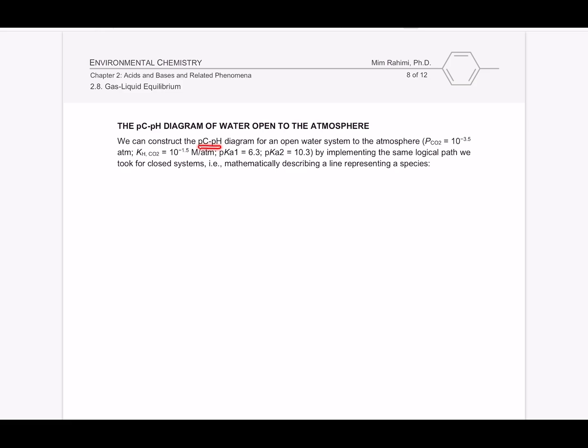So here we want to go with the pC-pH diagram, lecture 9, a very common practice, but now for an open system. We know PCO2 is 10 to the minus 3.5 atmosphere. KH is 10 to the minus 1.5. And we know pKa1 and pKa2 for carbonic acid. Now we want to mathematically describe how the profile changes as a function of pH. So let's first look at the speciation, like what species we have. The same exact practice. What are the species here?